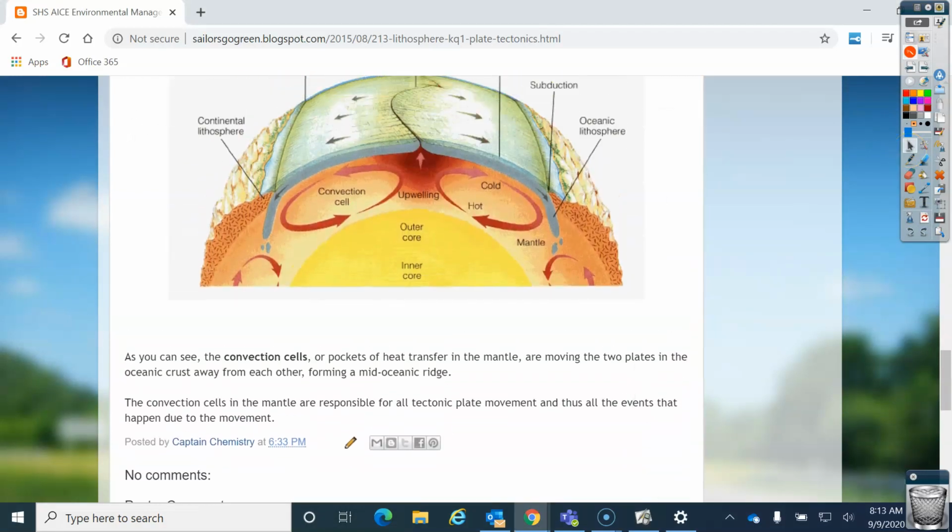So as you can see, those circular patterns are called convection cells, and those are pockets of heat transfer in the mantle. They move the two plates in the oceanic crust away from each other, and will move other plates like this one, all right, and this one will be moving towards it, and the oceanic plate will be pushed underneath it. We'll talk about that in the next chapter. So that's the basics of plate tectonics, and we're going to get more in depth in that in the next section.